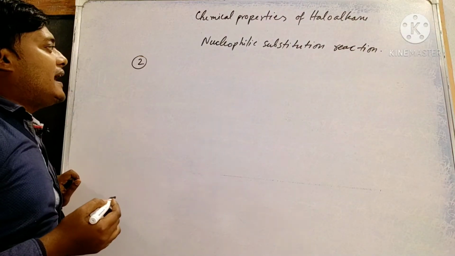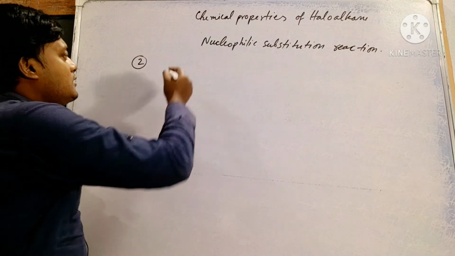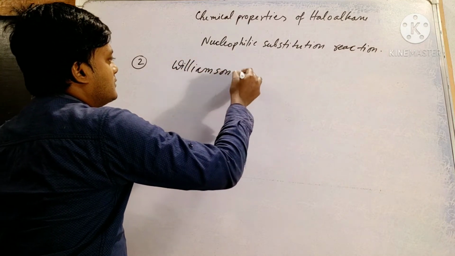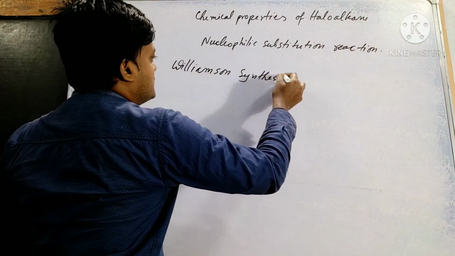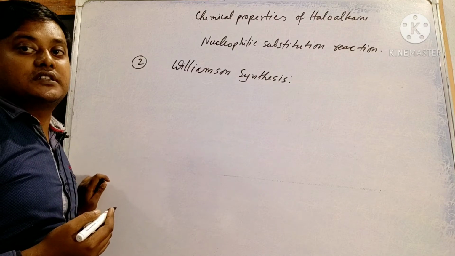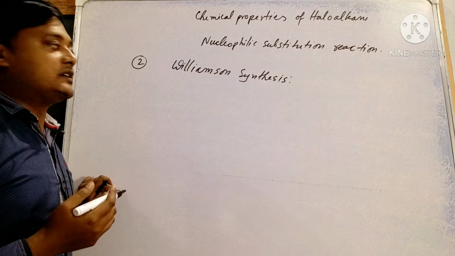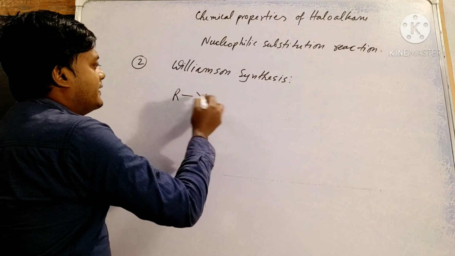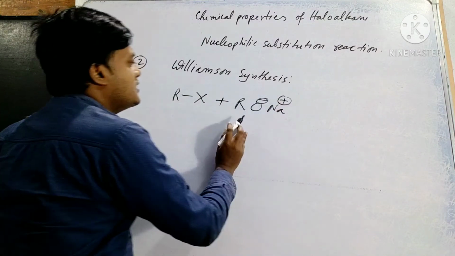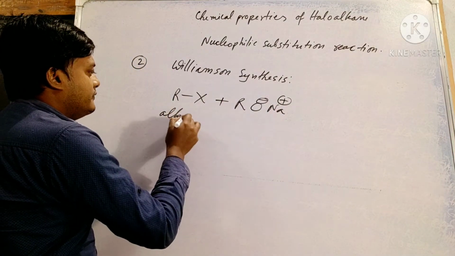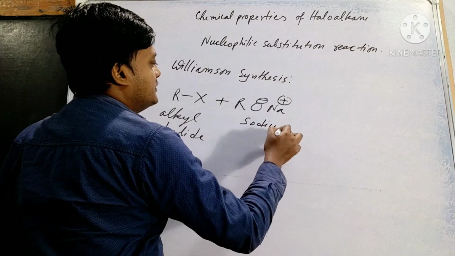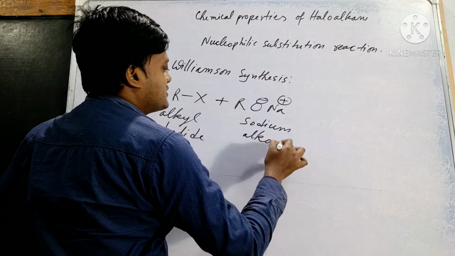Next, replacement by alkoxy group. Now that one, Williamson synthesis. Name reaction, Williamson synthesis. By that we can prepare ether. We can prepare ether by this method. So RX plus RONa, that is sodium alkoxide. That one alkyl halide, that one sodium alkoxide.